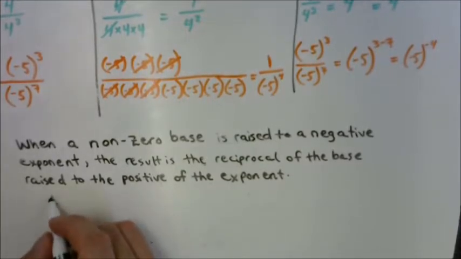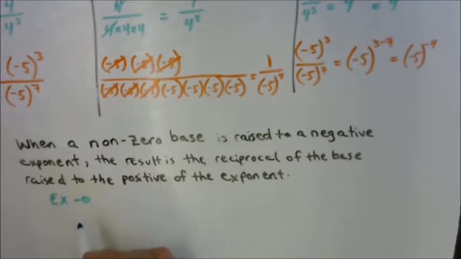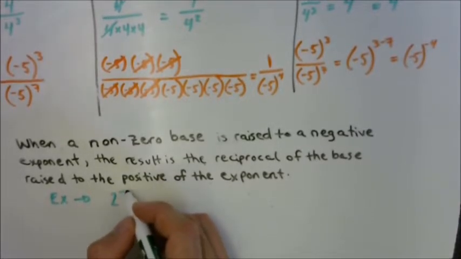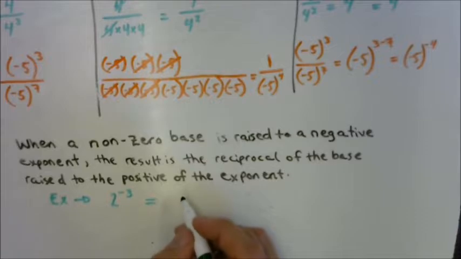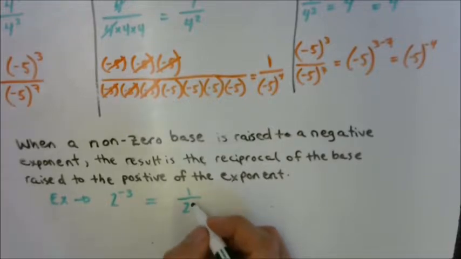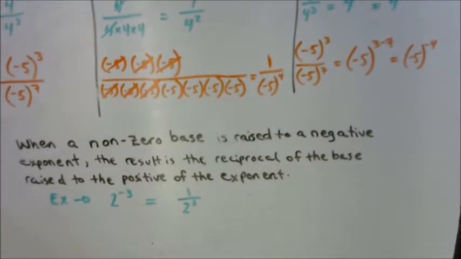So one quick example, just so you have it there. If you have 2 to the power of negative 3, that's going to be equal to the reciprocal of the base, that's 1 over 2, raised to the positive of the exponent. Instead of negative 3, we have positive 3. And that's the relationship between positive and negative exponents.